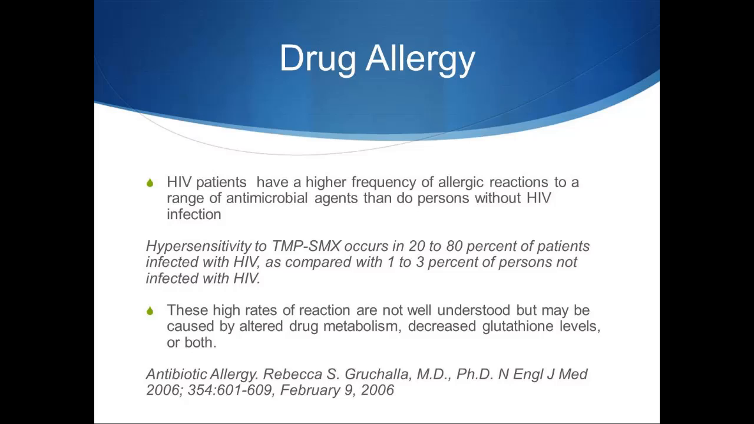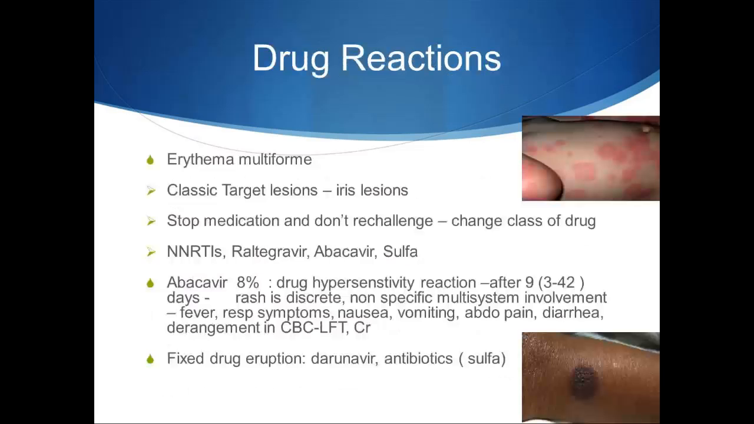HIV patients are known to have a higher frequency of hypersensitivity and drug allergies. It was noted that in HIV patients, 20 to 80% get hypersensitivity to trimethoprim-sulfa compared with only 1 to 3% in the general population. What is the mechanism behind that? Nobody really understands that, but it could be because of altered drug metabolism, decreased glutathione levels, or both. And you can go to the New England Journal of Medicine 2006, there was an article about that.